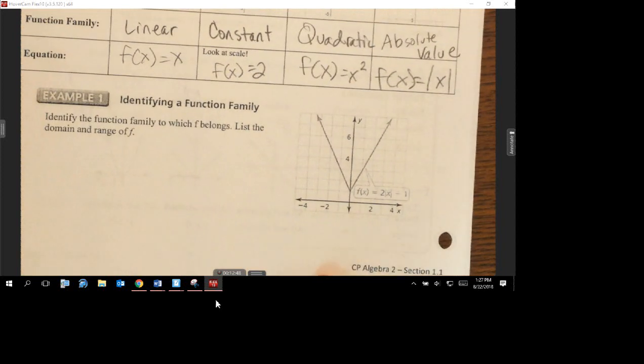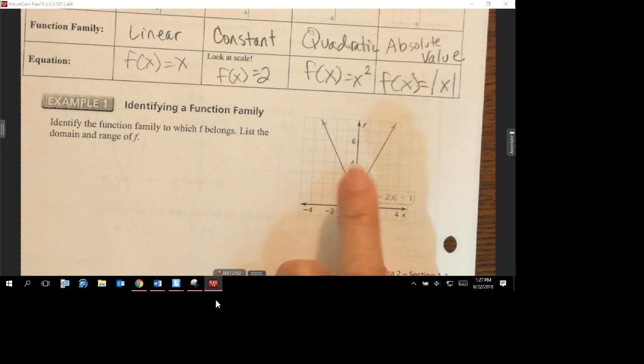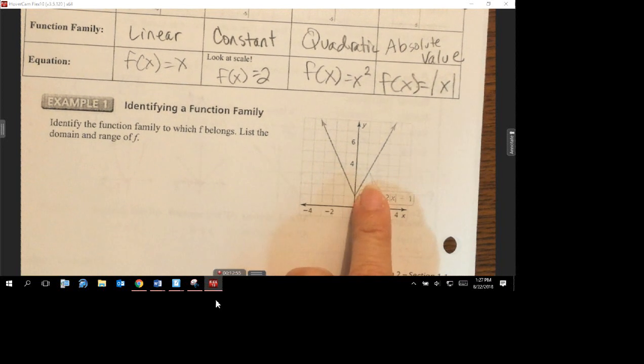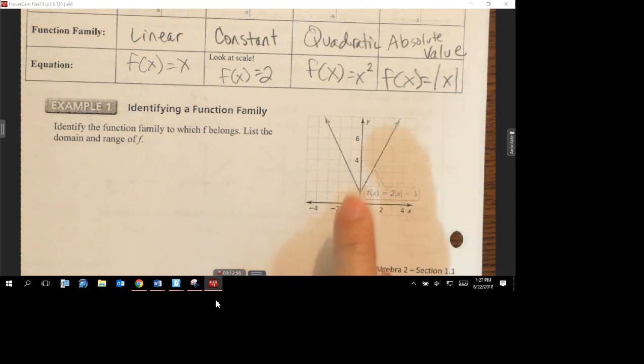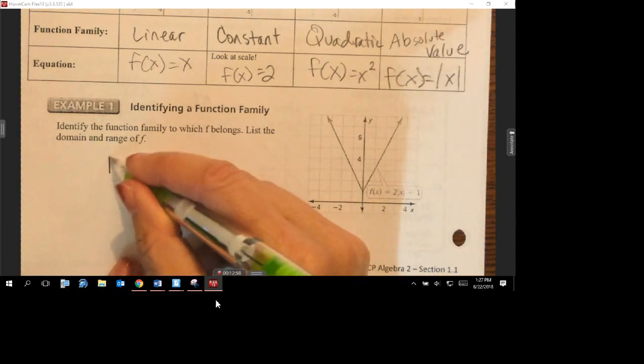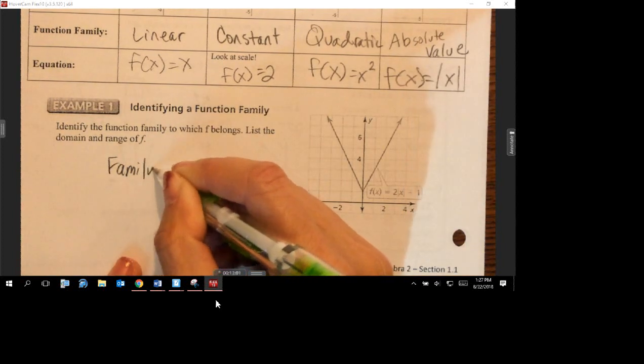Identify function family. Don't yell it out. What family, don't yell it out, write it down. What family do you think this one belongs to? And then we're going to find the domain and range. But you write down what you think the family is.